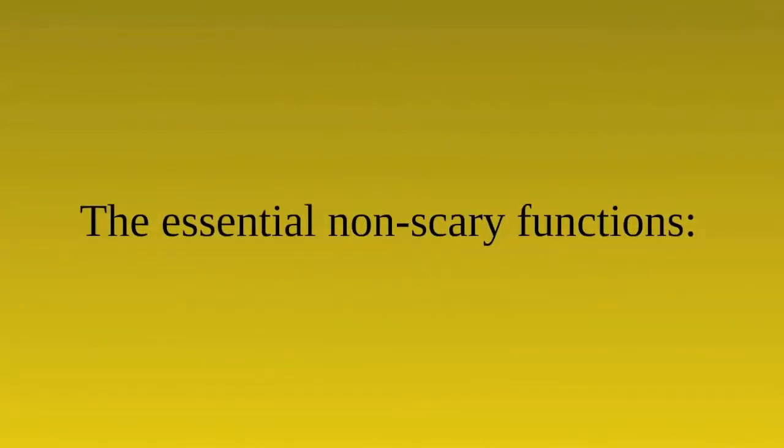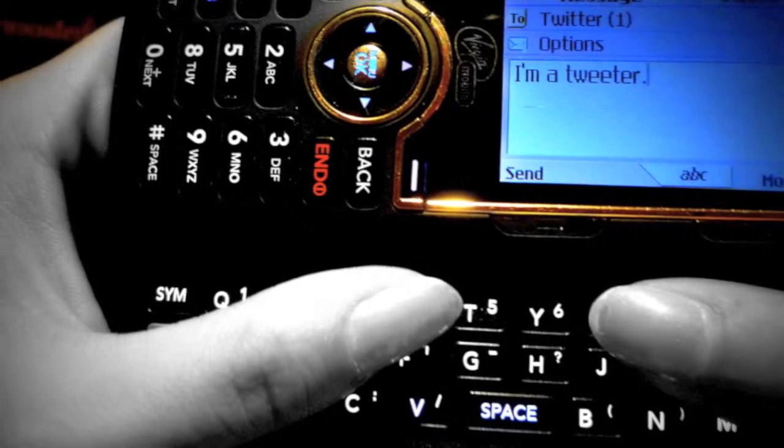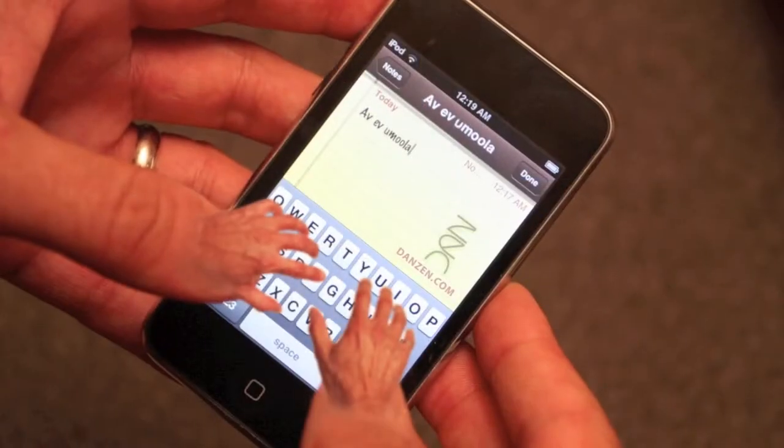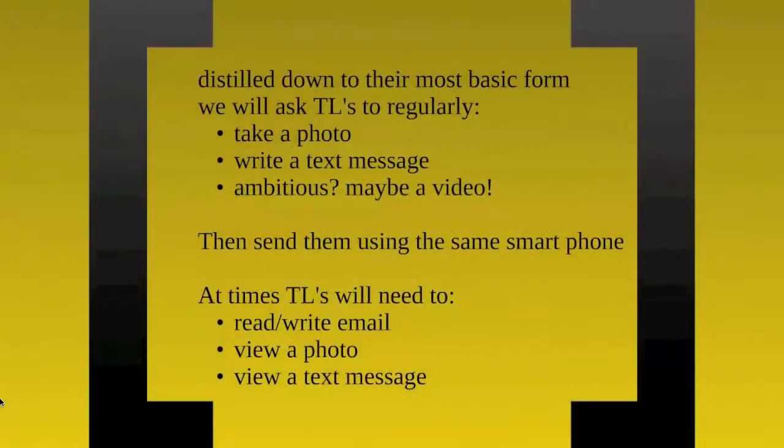All of this contributes to a big picture. So those essential, non-scary functions can be distilled down to their most basic form. We're going to ask team leaders to regularly take a photo and write a text message. Ambitious, maybe a video. Then, using the same smartphone, there'll be a two-way dialogue. You may have to read and write email, view a photo sent to you from someone else, or view a text message sent to you from someone else. In their most basic forms, it's pretty simple.